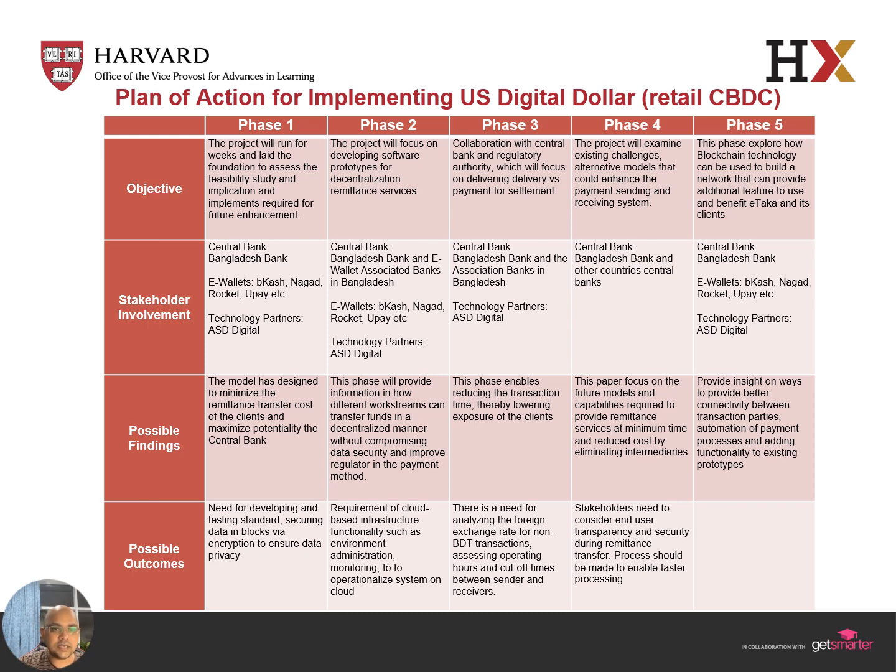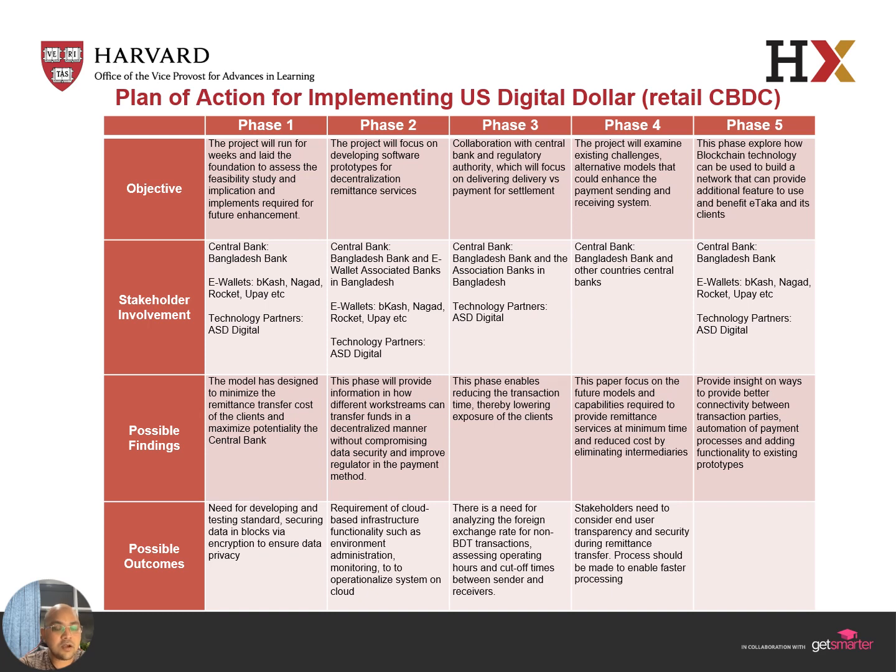Moving to phase 3. In phase 3, the main objective is collaboration with the central bank and regulatory authority, which will focus on delivery versus payment for settlement. Why is settlement here? Because, as I said, from all over the world, Bangladeshi immigrants are sending money to Bangladesh in their currency.